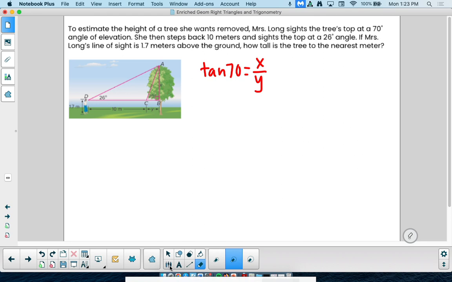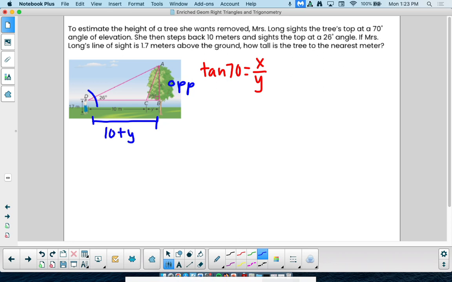Now we're gonna go to the big triangle, triangle ADB. Same kind of situation, right? Angle 26 is our reference angle. What side is X? Opposite. Now here's kind of a unique thing. How do I label this? Like what would that length be? 10 plus what? Good. And what side would that be? Adjacent. So what trig function are we using there? Tangent. All right, so then our other equation is going to be tangent of 26 equals X over 10 plus Y.